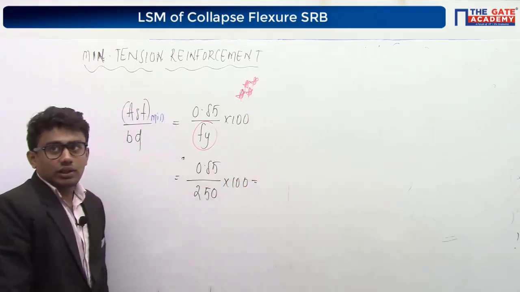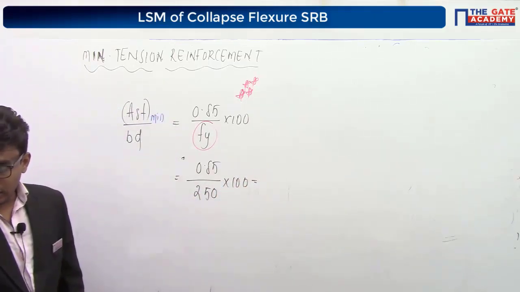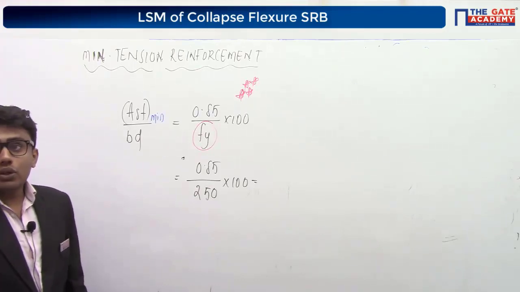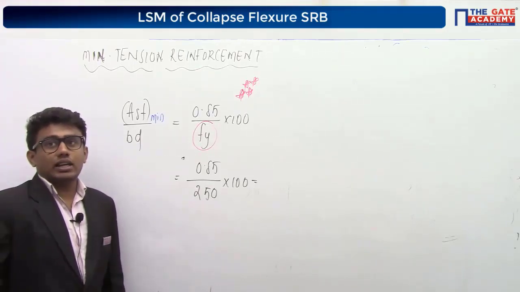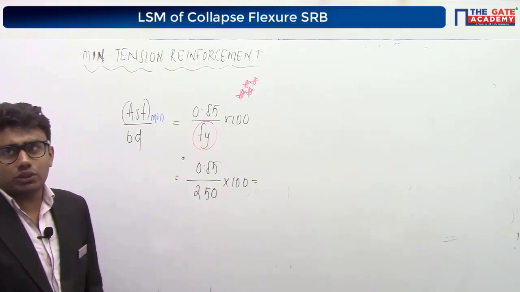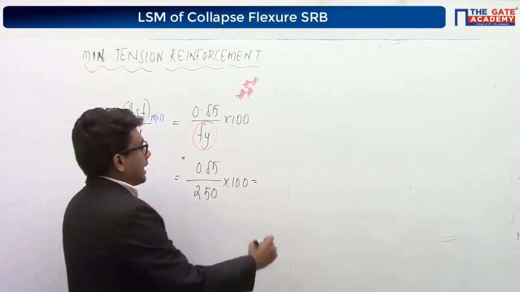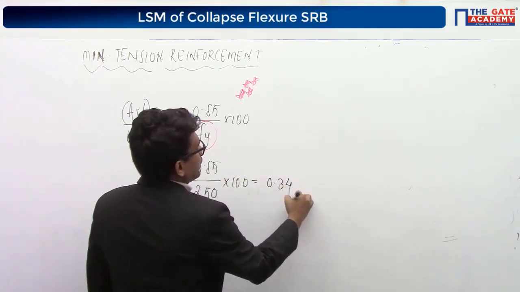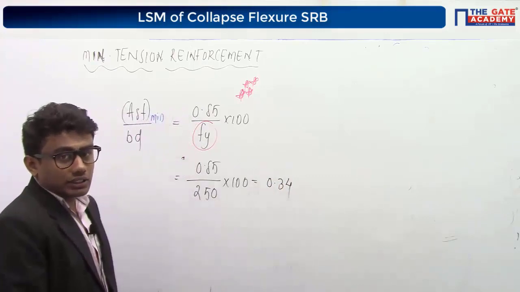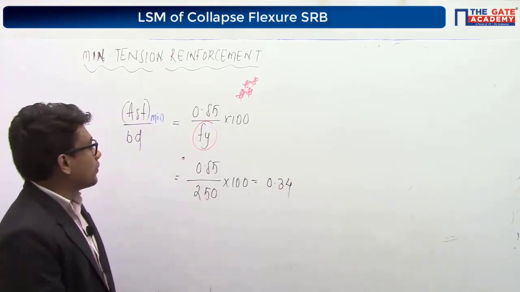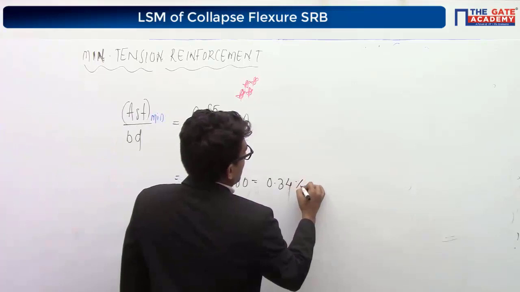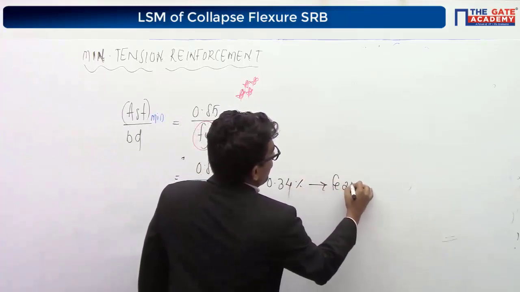What is the answer you are getting there? If you use Fe 250 grade steel, what is the answer? I think it's 0.3. Exactly, 0.34% will be the minimum area of tension reinforcement required. This is for Fe 250 grade steel.